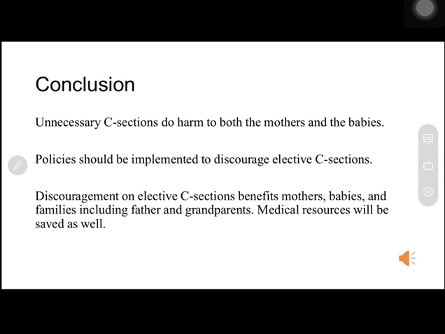In conclusion, we believe that elective C-sections should be discouraged in order to reduce the unnecessary use of C-sections. To be more specific, some families opt for a C-section before the normal labor date arrives because, for example, they anticipate a specific birth date. In this case, premature delivery will harm both the mother and the child, as we mentioned before.